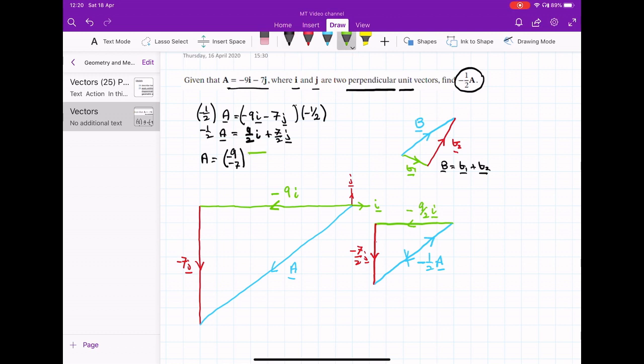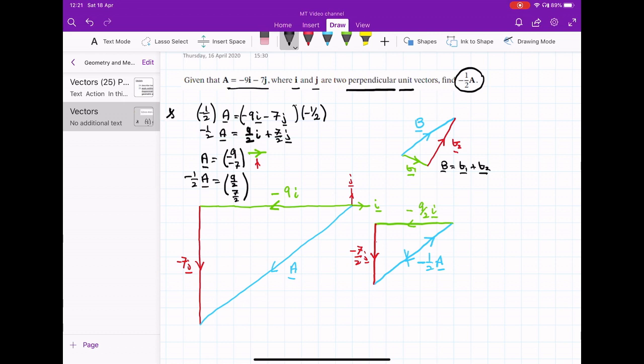because i goes in one direction and is a unit vector, and j is a unit vector that's perpendicular to it. So we could then multiply this equation by minus 1/2 on both sides. So that's minus 1/2 a equals, and we can simply multiply each component item in the column by minus 1/2. So we would end up with 9/2 as the top item and 7/2 on the bottom of the column vector to give us our final answer.